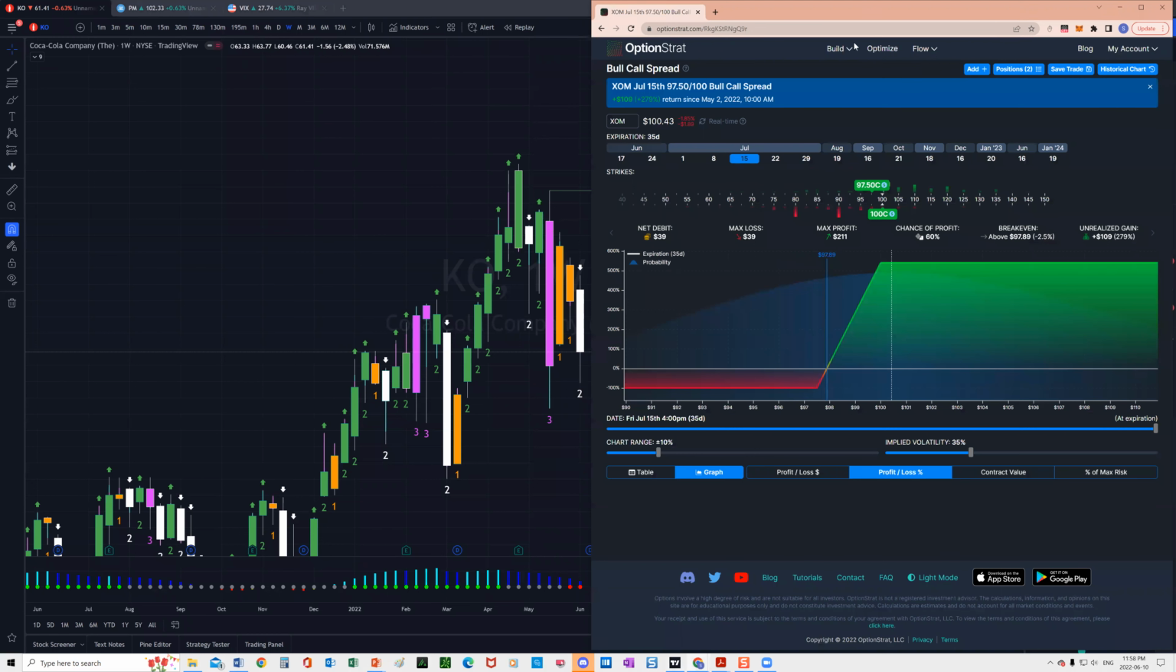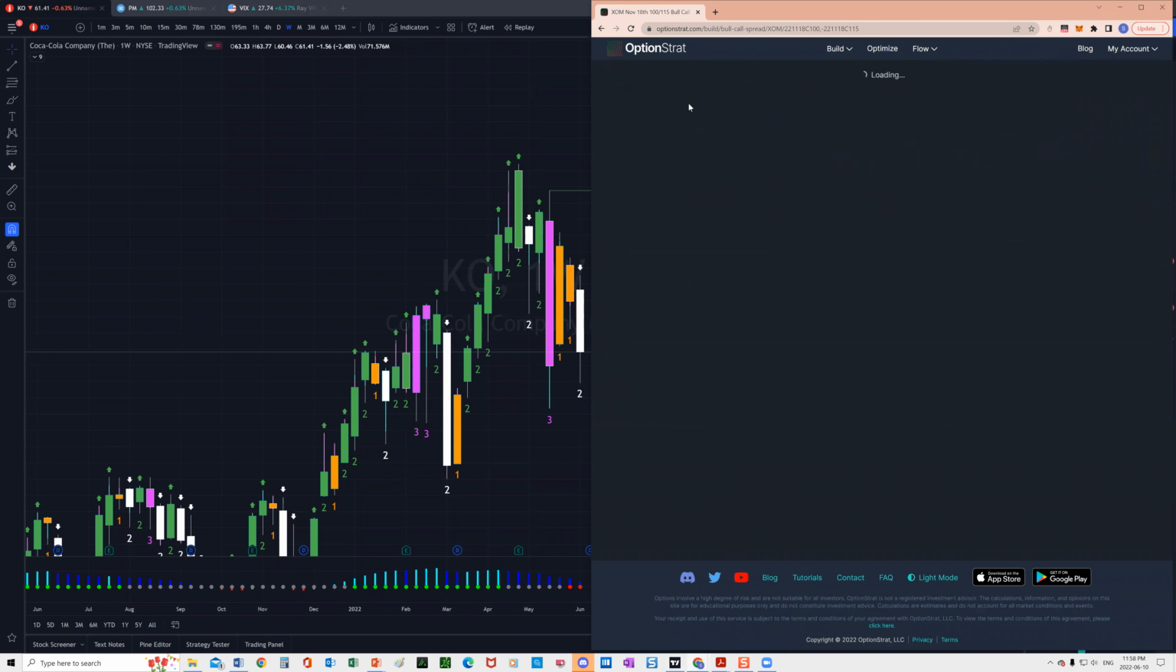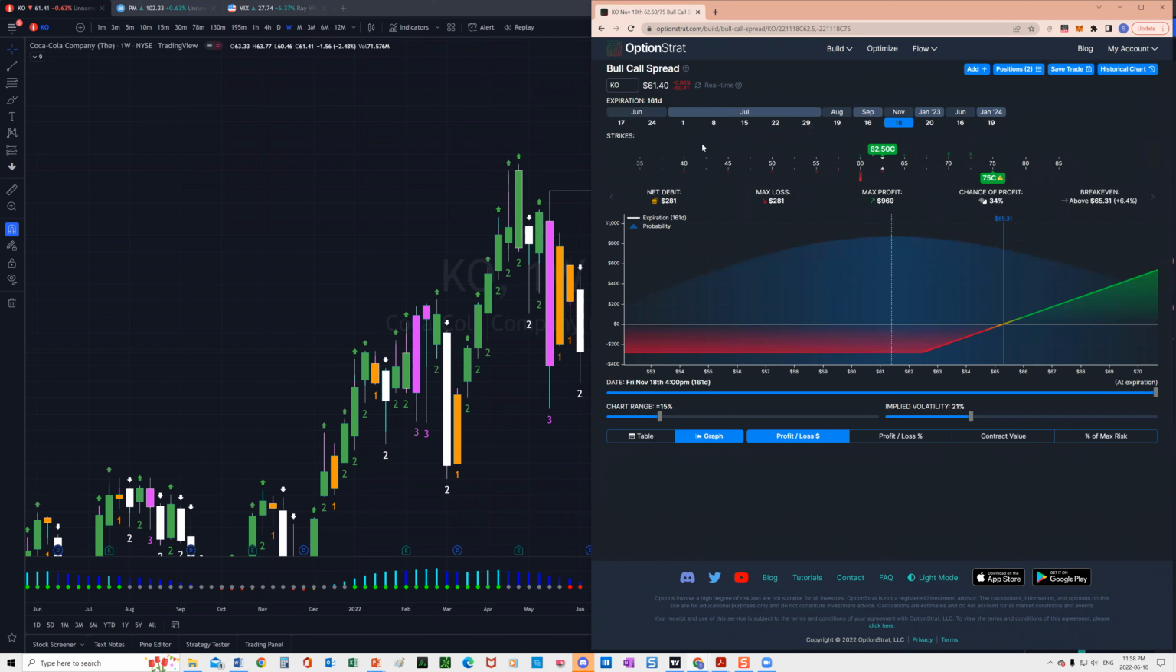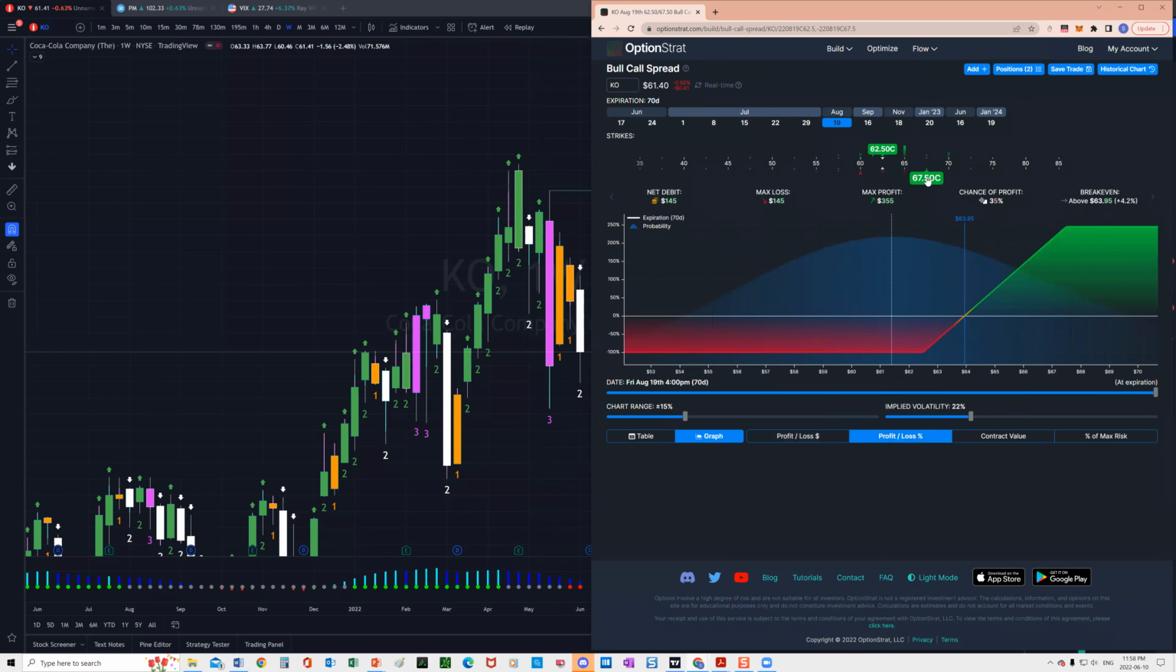We go back to option strat and we start building our spread. Right, so if I go to KO, 61.40, and let's say that we want to go out to August. Well, if I do something like the 62.50, 65 spread, it's going to cost me 94. My max profit is 156, or percentage-wise, 166%. But if I'm going for the magnitude, I would want to go with something like this, right?